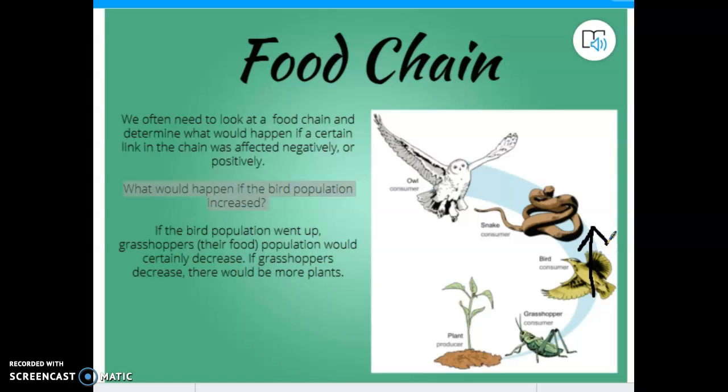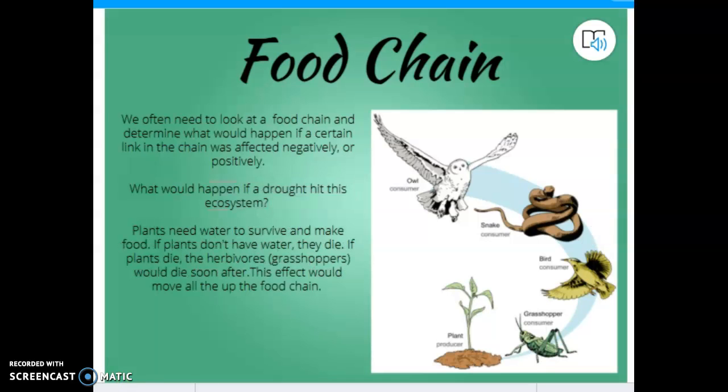So if the birds go up, what's going to happen? Glenn? That's right. These grasshoppers are going to go down. Why? Because there's more birds in the area, and they're eating more food. Now, if there's less grasshoppers, guess what's going to happen? More grass. Right? And so it could really change things in that ecosystem. And that's what I mean by our learning target. I can identify all the parts of the food chain or the food web, and I can tell you what's going to happen if a certain thing happens in that food chain.